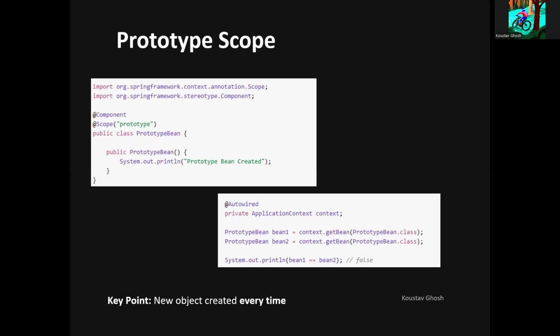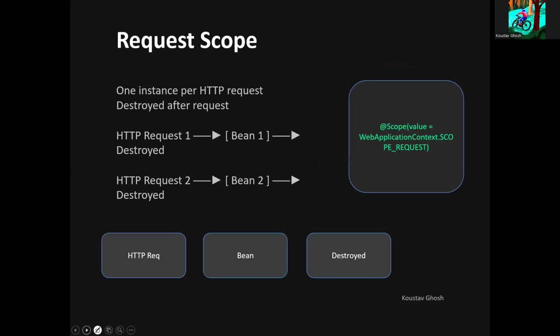Suppose service A, service B, service C. For service A we have hired employee A, for service B we have hired employee B, and for service C we have hired employee C. Service A will be done by employee A, service B by employee B, and service C by employee C. In that way, for each task a new bean instance will be created. Clear? Let's go to the next one.